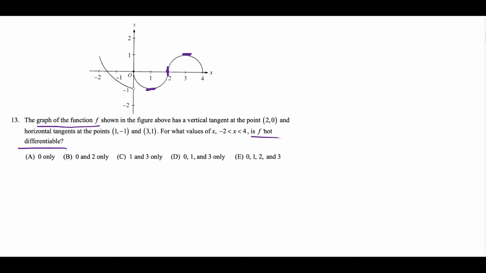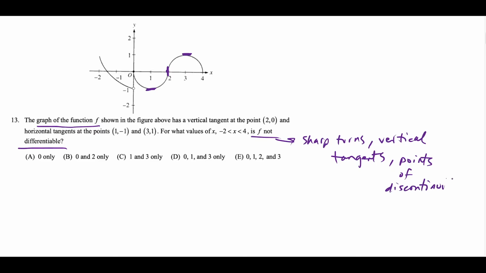So what we have to look out for here is we need to look out for sharp turns. We need to look out for vertical tangents. And we have to look out for points where the function is not continuous. So we could say like points of discontinuity. So that is a big idea for this type of question, that you have to know what it means for a function to be not differentiable in terms of its graph. So if we look here, notice there are no sharp turns. So like this one does not show up anywhere.